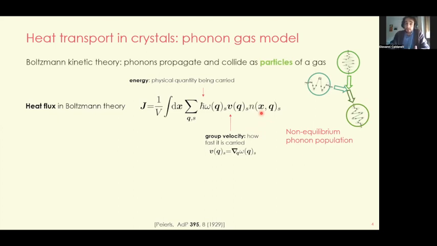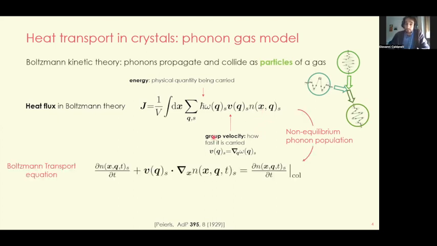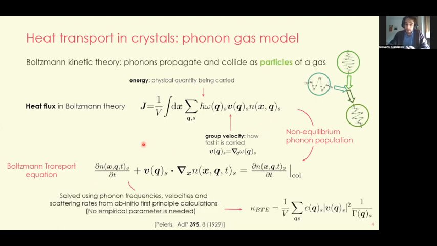And its dynamics is regulated by the Boltzmann transport equation, which is a really celebrated equation of non-equilibrium statistical mechanics, that when applied to the phonon case will describe how the phonon population evolves due to phonon collisions. And the nice thing about modern software implementations is that all the parameters that are needed to solve this equation, so the phonon frequencies, the velocities, and the scattering rates, can be computed from ab initio first-principles calculations. So no empirical parameters are needed for solving this equation.